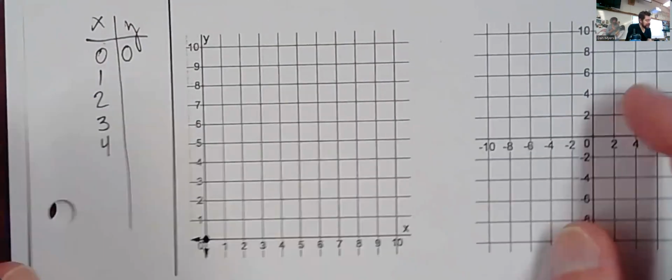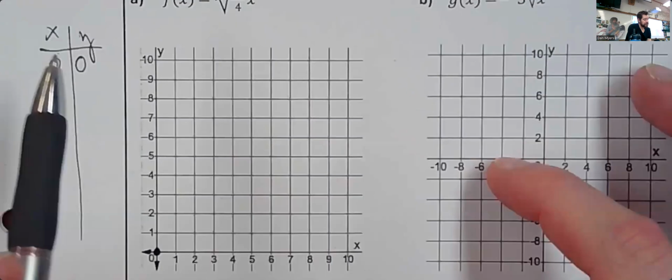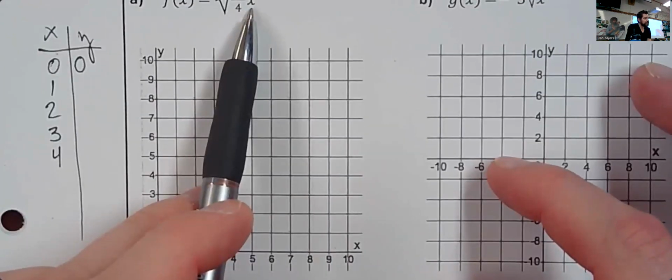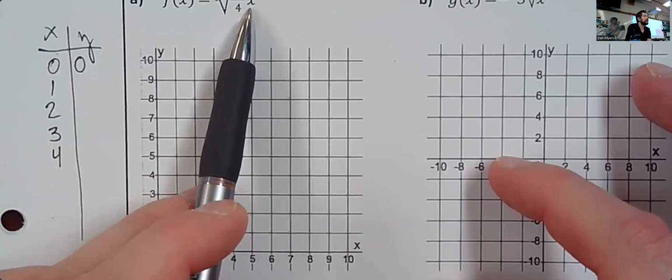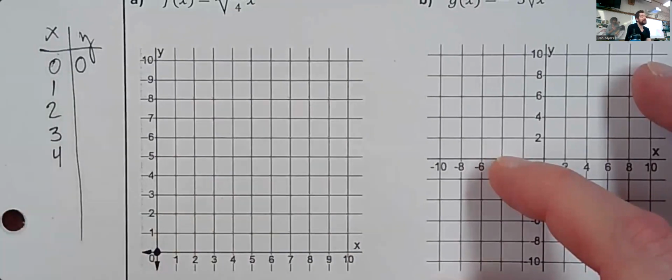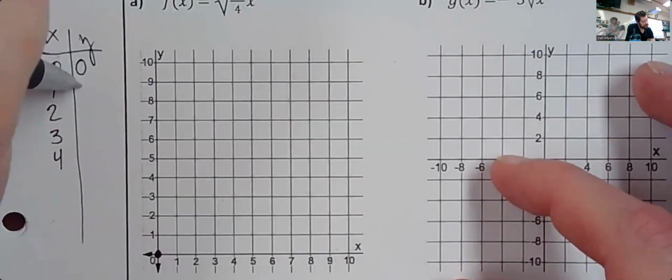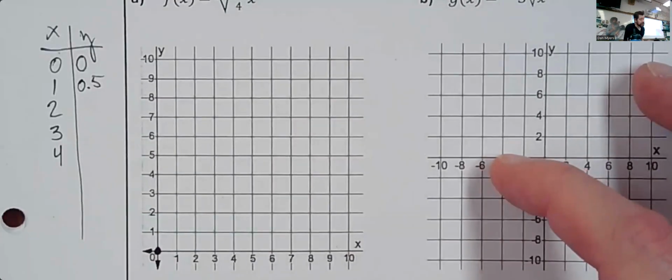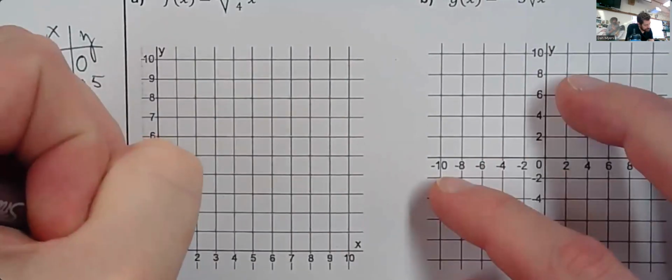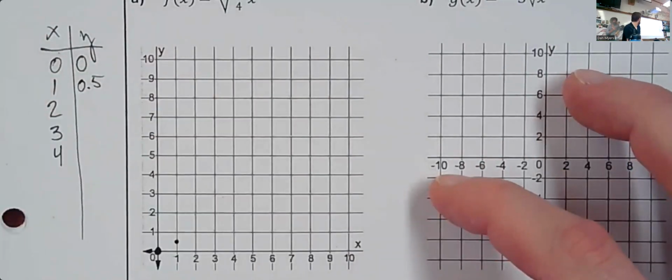All right, then we're going to go ahead and plug in 1. 1/4 times 1 is 1/4. What's the square root of 1/4? That'd be 1/4 squared. 1/2. Yeah, we're going the other way. So 1/2. We can call that 0.5. That's fine. So go over 1 and then up 1/2. Put a point. 1/2 is an approximation here.